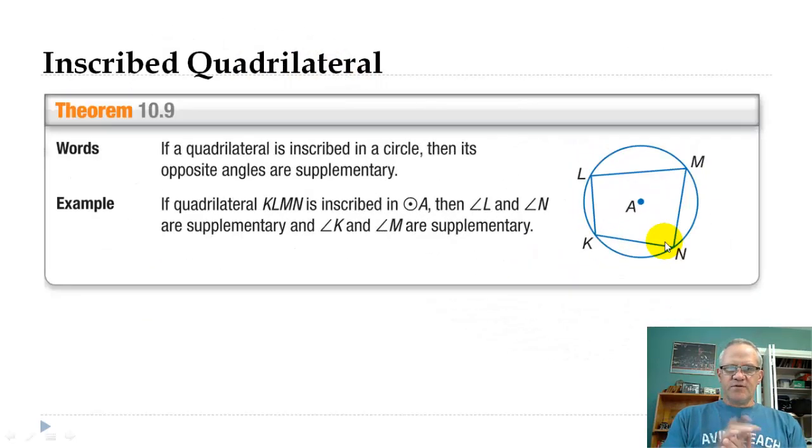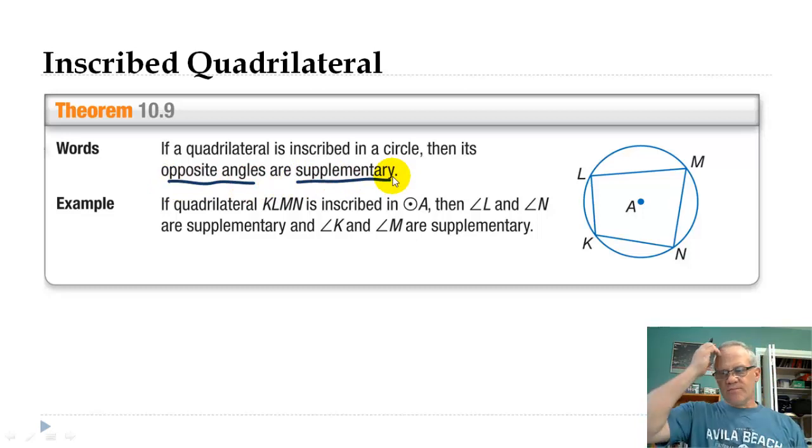All right, an inscribed quadrilateral now. Once again, we've got an inscribed polygon, but this time it's a quadrilateral. Here's the key thing about this: the opposite angles are supplementary. Remember, supplementary means it equals 180. So the opposite angles add up to 180.